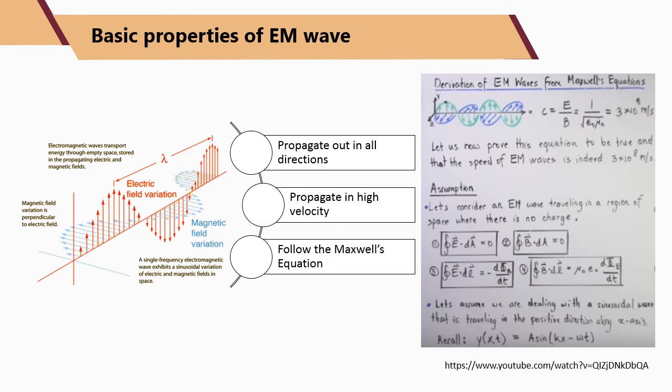So, some basic properties of electromagnetic wave. We have the electric field, the E field, and also the H field, in which the fields will be transported across or in free space. The basic properties of electromagnetic wave: it propagates out in all directions at high velocity, okay, there's acceleration, and it also fulfills the Maxwell equations.